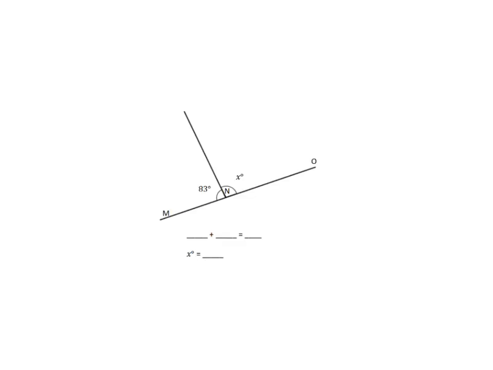And our last problem is we have to find the angle of x. So we know that M and O is a straight line, so that has to be 180 degrees, and we have 83 degrees right here. So it would start off as 83 plus x equals 180.